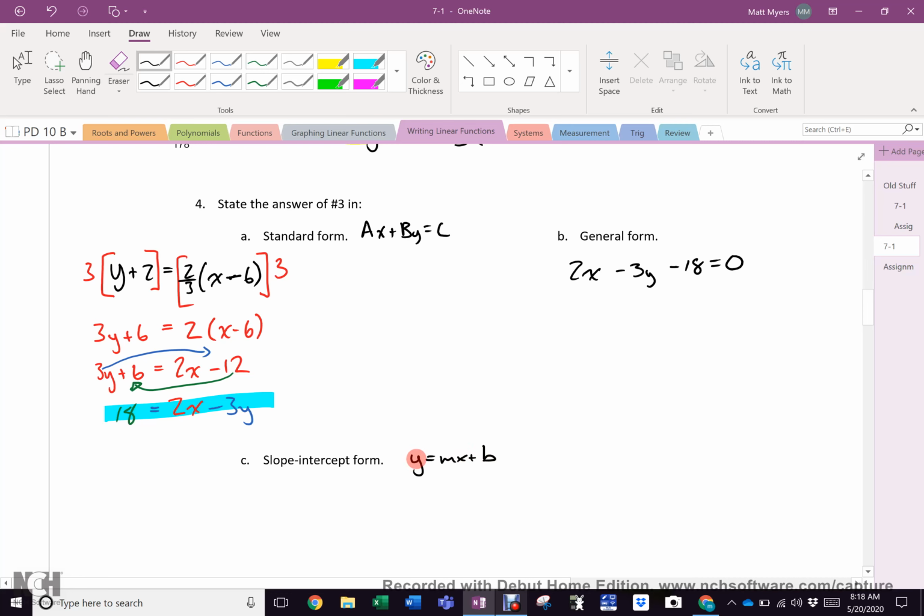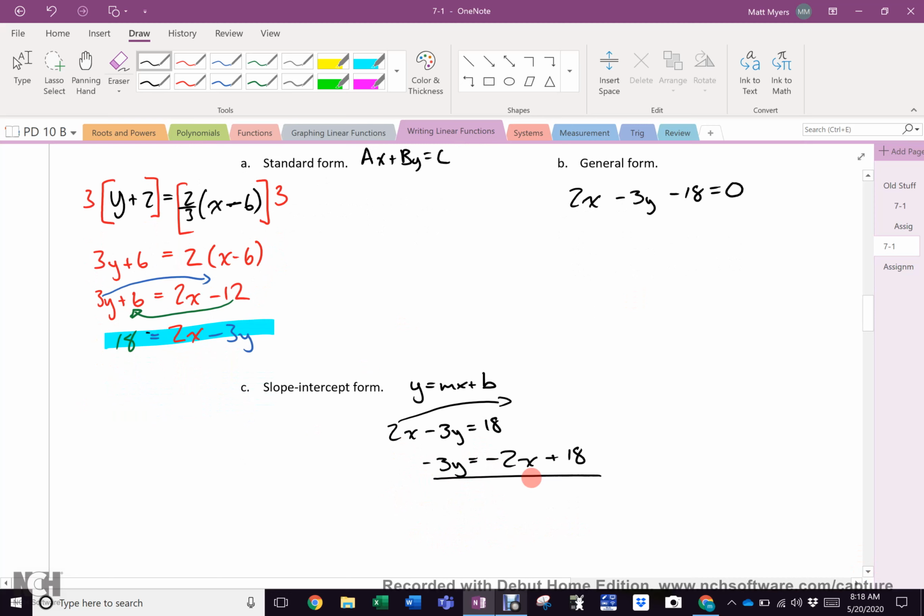And lastly, slope-intercept form, y equals mx plus b. All I got to do is isolate y. I got all kinds of places I can isolate y. 2x minus 3y equals 18. Isolate y. Negative 3y equals, bring that over, negative 2x plus 18. Divide everything by negative 3. Y equals 2/3, because negative divided by negative is positive, 2/3 x minus 6. And that's done. You can see how fast this goes.